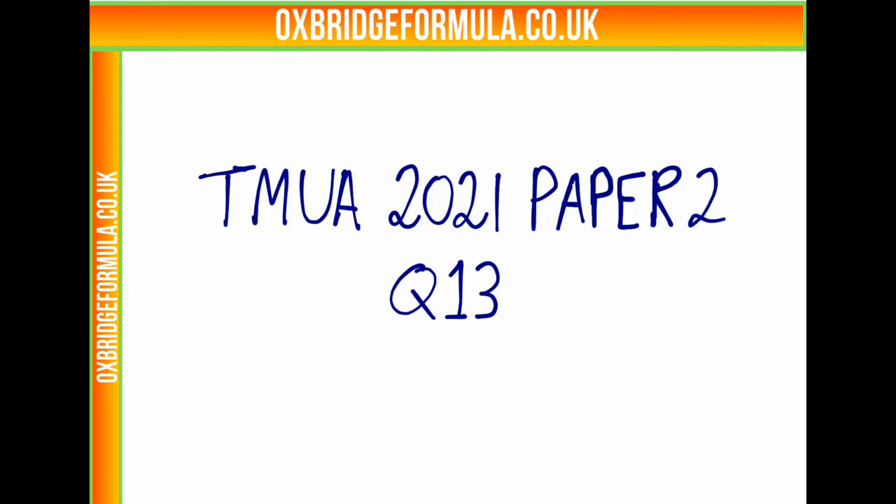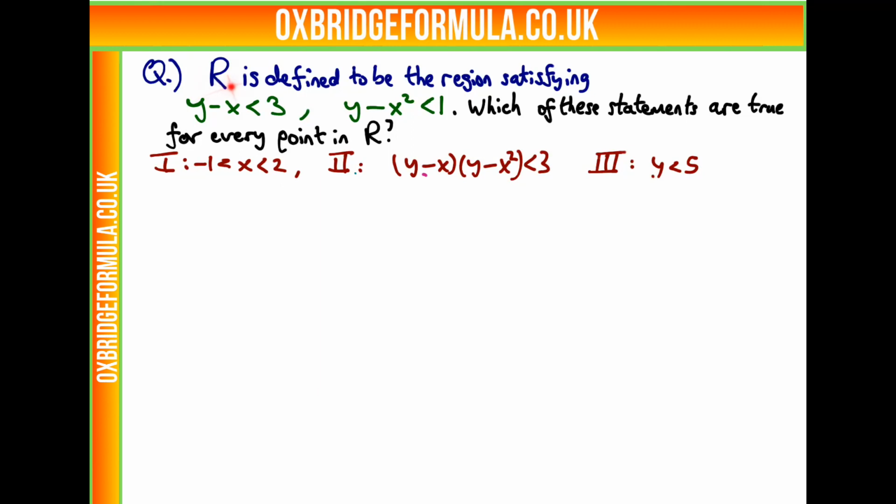This is TMUA 2021, Paper 2, Question 13. We've defined the region R on the plane to be the area satisfying y minus x is less than 3 and y minus x squared is less than 1. And we want to know which of these statements is true for every point in R.